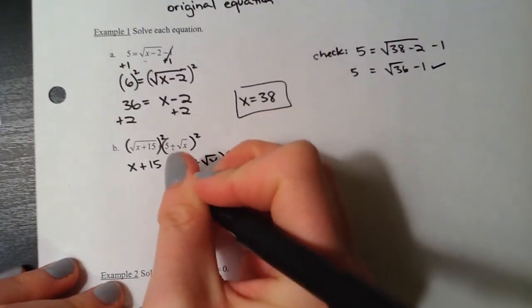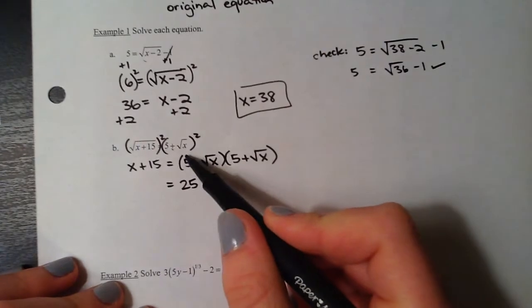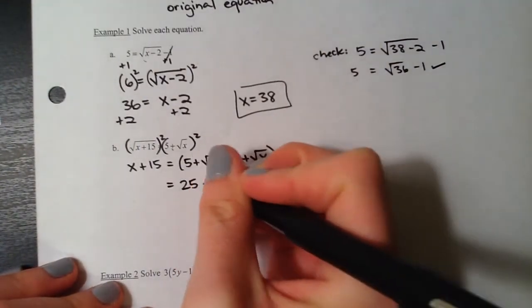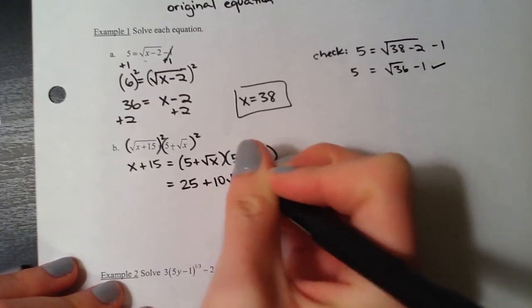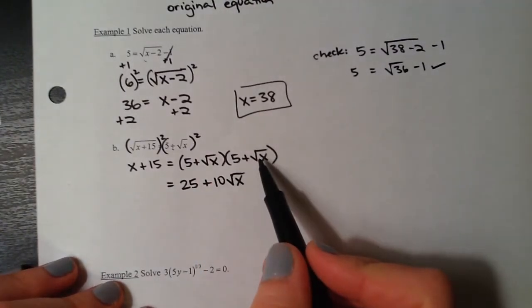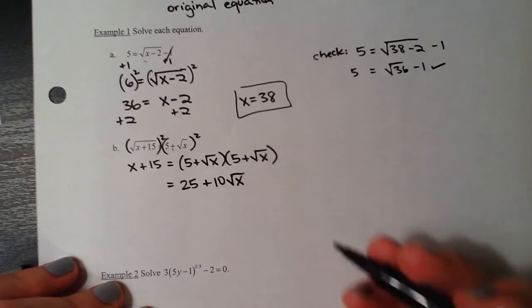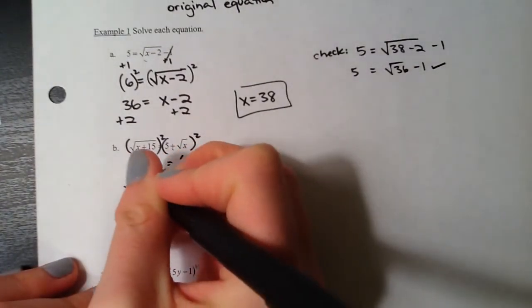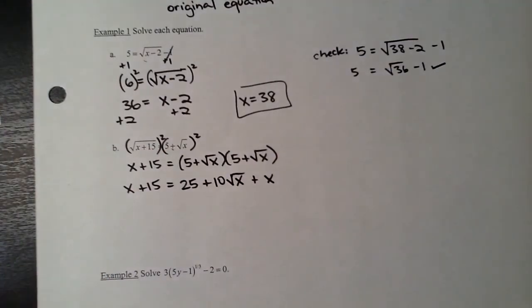5 times 5 gives us 25. Then we have 5 root x plus 5 root x. So for outside and inside, we get 10 root x. Then I have root x times root x. The square root of x times the square root of x leaves me with just an x. Okay, and then on the left-hand side, I have an x plus 15. So that's where I'm at so far.